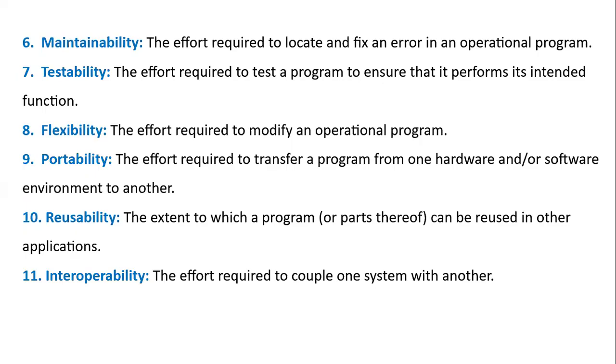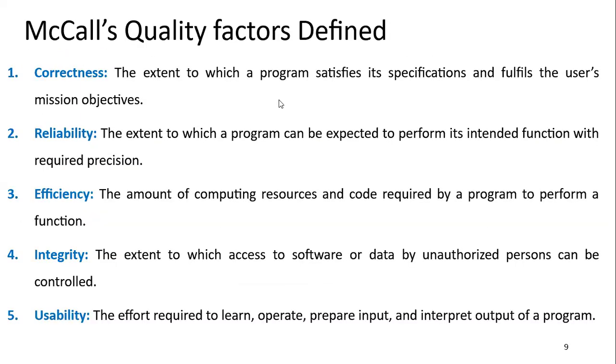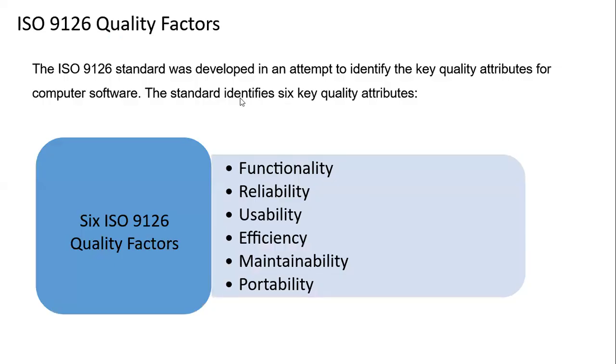Ninth one is the portability, the effort required to transfer a program from one hardware and software environment to another. Tenth one is the reusability, the extent to which a program can be reused in other applications. Eleventh one is the interoperability, the effort required to couple one system with another. These are the McCall's quality factors defined by them.